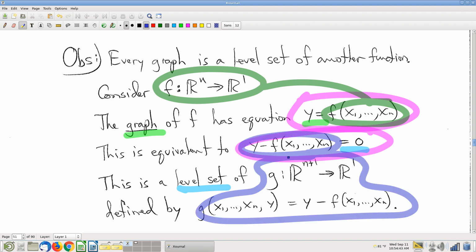Right? It's just an observation. Level set means take some expression, set it equal to 0. Now you're looking at a level set of the function that you set equal to 0. There it is. Right? So every graph is a level set.